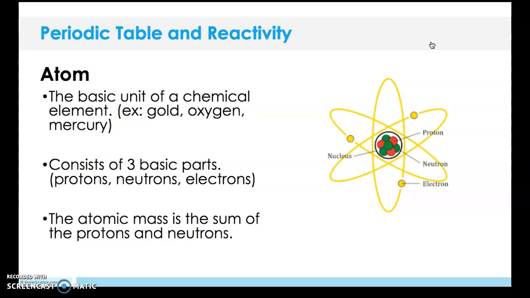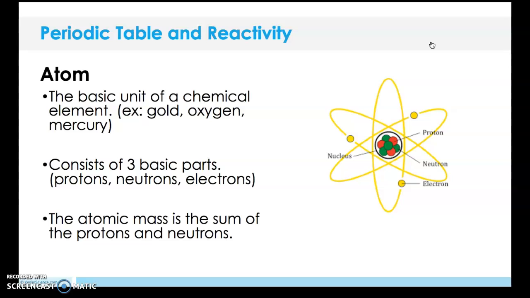Remember, protons are positively charged and they are very massive. We find them in the nucleus, like our picture right here. Our protons are red. We have neutrons as well in the nucleus. They are, again, massive. They are green in our picture. They are not electrically charged. We call them neutral. And those are our 2 massive particles.